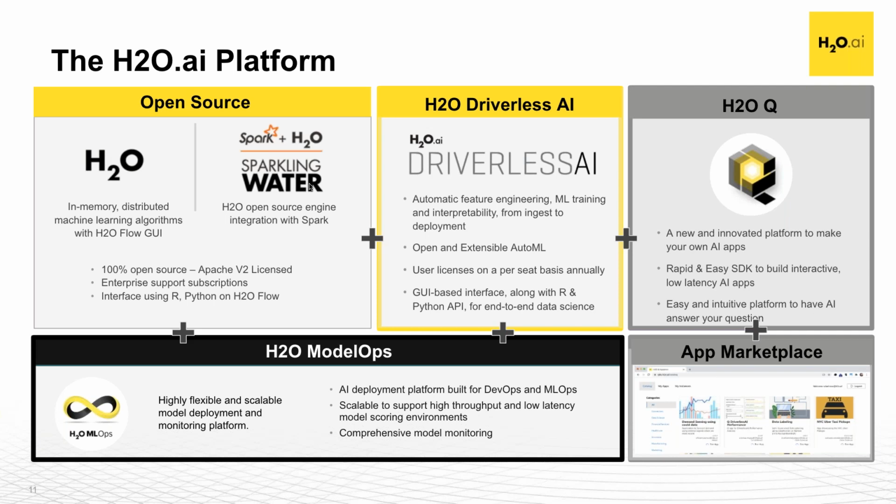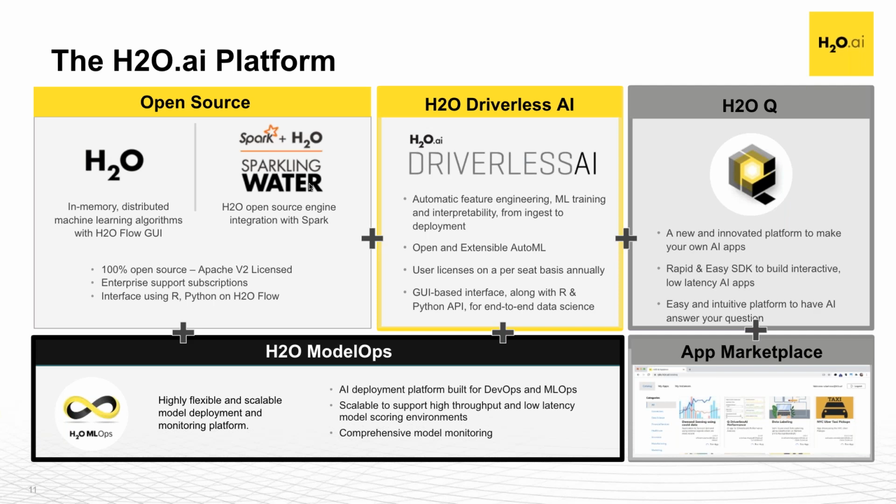The one in the center is H2O Driverless AI. This is our enterprise platform, and we have licenses for this. We have capabilities like automatic feature engineering, interpretability, and auto visualization. So it's an end-to-end platform for data science. Then we have model ops, called H2O MLOps. That's used as a deployment platform, built for DevOps and MLOps, and helps to monitor the models in production end to end.